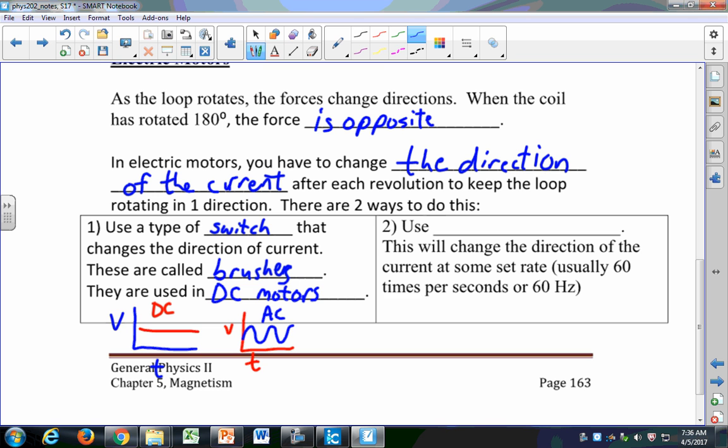So another way to have this is to just use alternating current. Because in alternating current, the current already goes back and forth. It changes back and forth at a prescribed rate. And in the United States, if you're using the grid, that's about 60 hertz. But you can create circuits that will change that frequency if you need an alternating current at a different frequency.